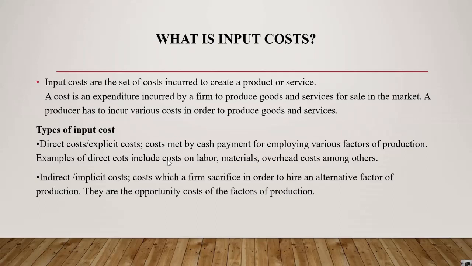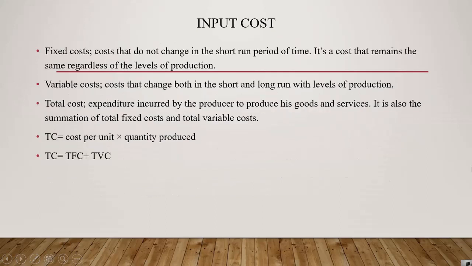Okay, this could include labor, material, overhead cost, among others. There is another cost here we have called indirect or implicit cost. These are costs which a firm sacrifices in order to hire an alternative factor of production. They are opportunity costs of factors of production. Those are implicit costs.